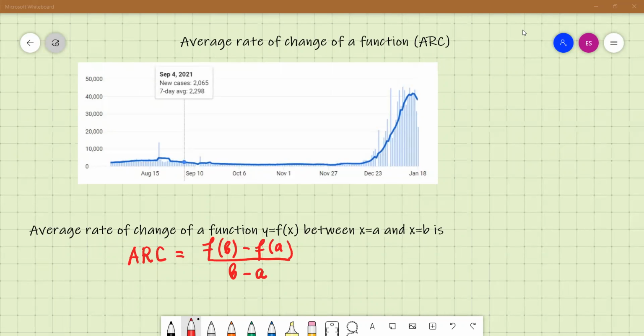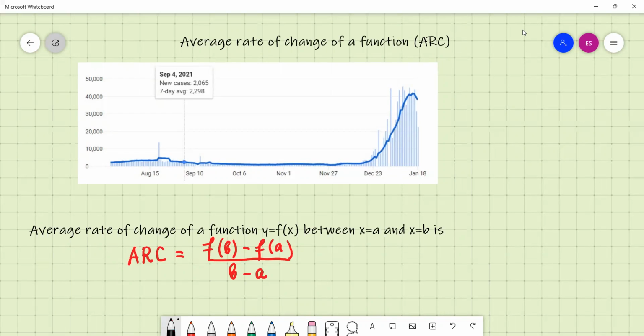Hello, everyone. Today we are going to talk about average rate of change of a function. I'm going to call it ARC to make it shorter. What we see on the screen right now is new cases of coronavirus registered in LA County. And I'm going to use this graph to explain what average rate of change is.